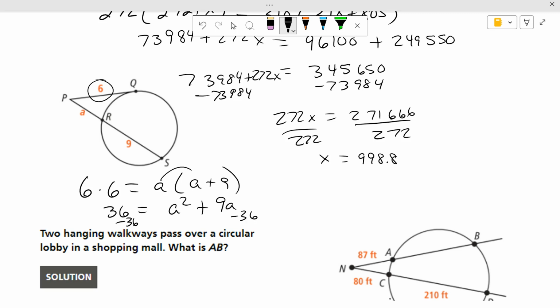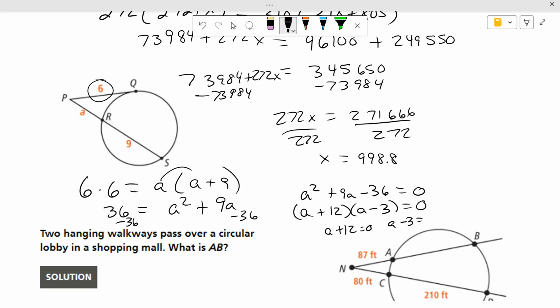This is where we have to do the dreaded factoring. We'll subtract 36 from each side. So A squared plus 9A minus 36 equals 0. And factor, we're second bell. So A and A plus and minus 12 and 3. So A plus 12 equals 0. A minus 3 equals 0. So A equals a negative 12 or a positive 3.